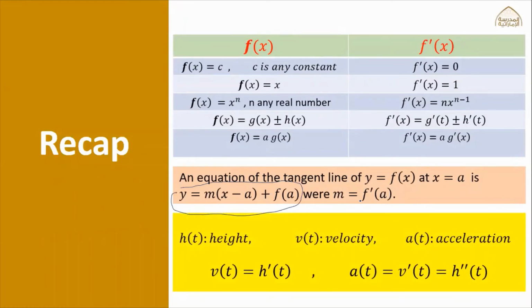Also, we talked about the relation between velocity, height, and acceleration. V of t, the velocity, equals h prime of t, and a of t, the acceleration, equals v prime of t, the derivative of velocity or the second derivative of h.